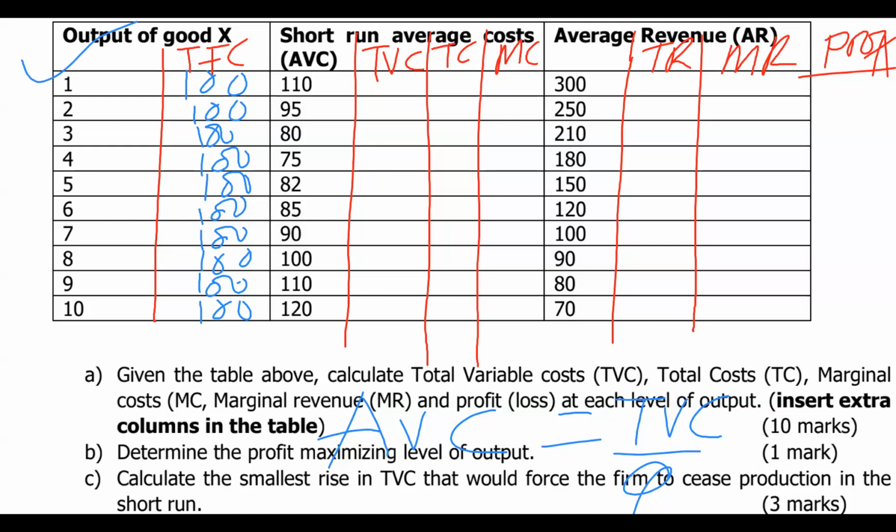Yes, Pastor. You cross multiply to get the total variable cost. So in short, you're just multiplying output times the average variable cost. That should give you the total variable cost. Any question? There is no question. Then we can go to the total variable costs for the first unit. So it's 1 times 110, it should give us 110, right?